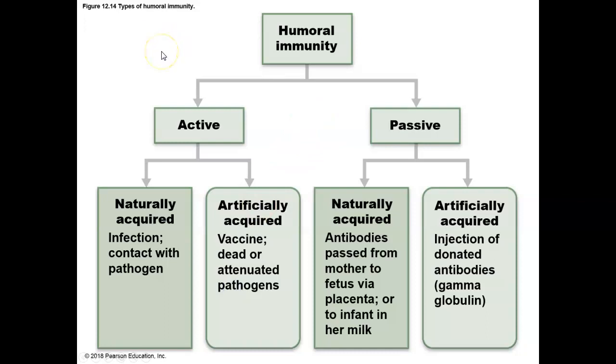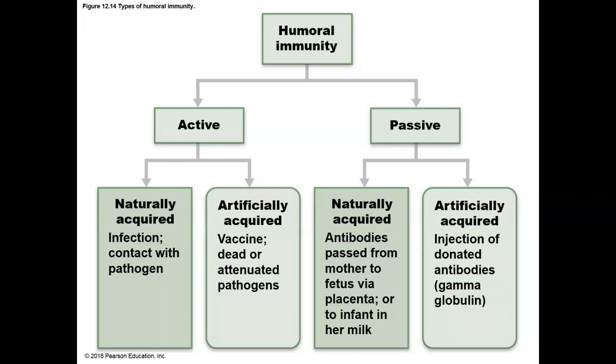So humoral immunity can be either active or passive. In active immunity, we can naturally acquire the infection. So think about when you get a cold. When you get a cold, your body has to produce antibodies to fight off the infection, and then you produce a memory for that. And so you'll never get that same cold. Problem is, colds mutate, and so you can always get a different type of cold.